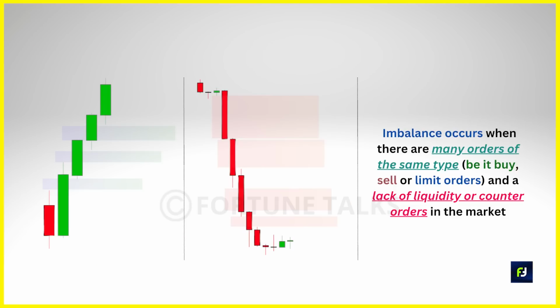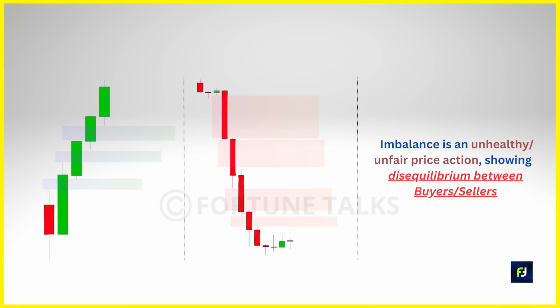Simply put, imbalances occur when there are many orders of the same type, be it buy, sell or limit orders, and also a lack of liquidity or counter orders in the market. For example, if there are many more buyers of a stock than sellers, then the balance can tilt in favor of buyers. And on the chart, this imbalance looks like a price gap within which only a part of the volume has been traded. This is an unhealthy price action because it shows the disequilibrium between buyers and sellers. So an imbalance means unfair price action where the market will almost always come back to fill.